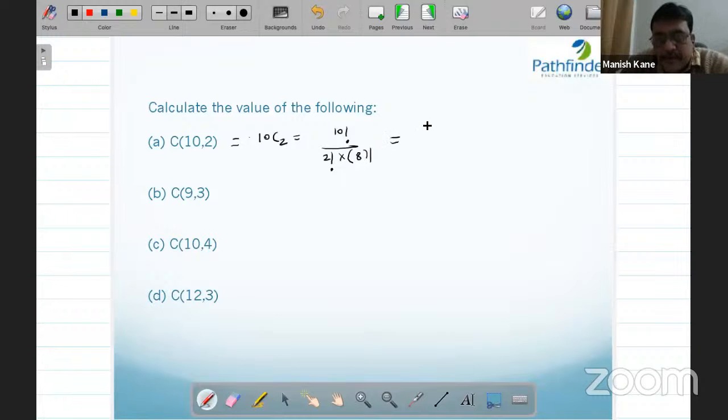We solved this by saying 10 into 9 into factorial 8, because 8 into 7 into 6 into 5 into 4 into 3 into 2 into 1 will be factorial 8 upon factorial 2 into factorial 8. This cancels out. And what do you get? You get 45 as the answer.